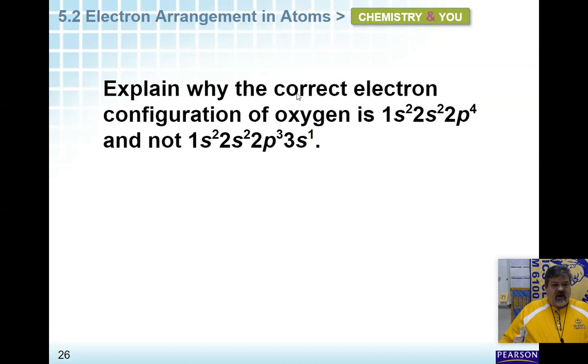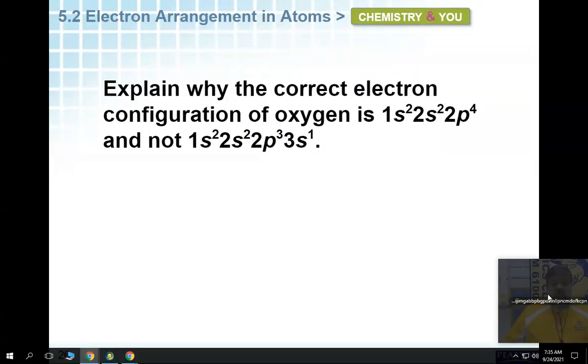Okay, so explain why the correct electron configuration for oxygen is this, not this. Well, if we look at it, we said that the p orbitals, there are 3 of them, but each one can hold 2 electrons. So I would have 2p, and I only need 4, so that would be a number there. I didn't get to the next energy level.